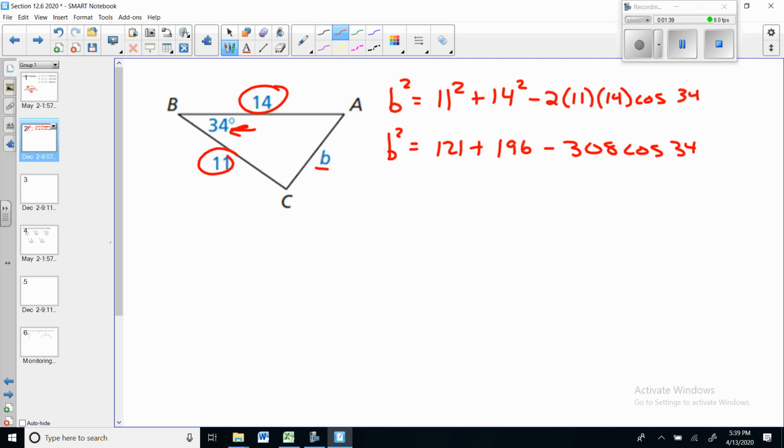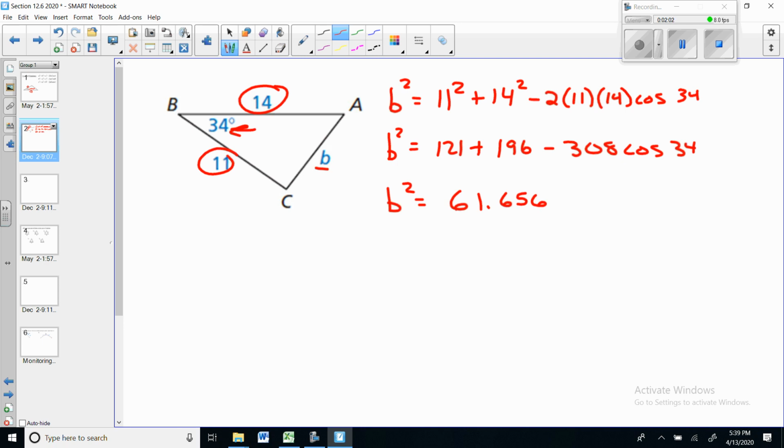But one of the nice parts about the calculators that we use is that we can take that all in one shot: 121 plus 196 minus 308 times the cosine of 34. Because of order of operations, that will give us our value for b squared. And b squared is going to equal 61 point, essentially 66.